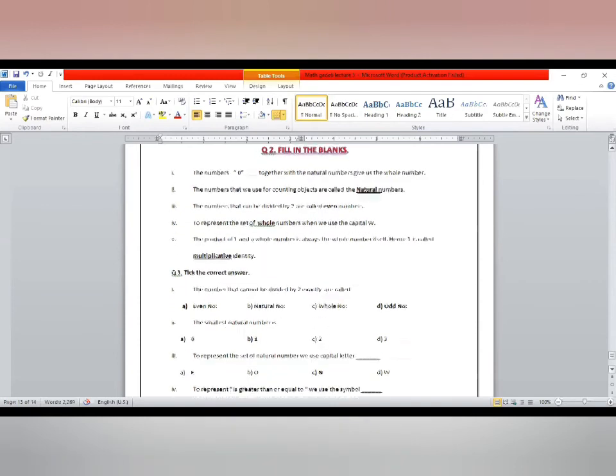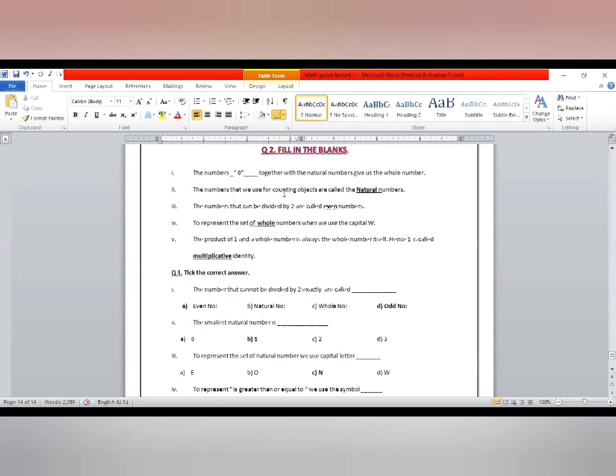Dear student, I have here question number 2, fill in the blanks. The number dash together with the natural numbers gives us the whole numbers. Definitely, when we add 0 to the natural numbers, we get the whole numbers. So the answer is 0.